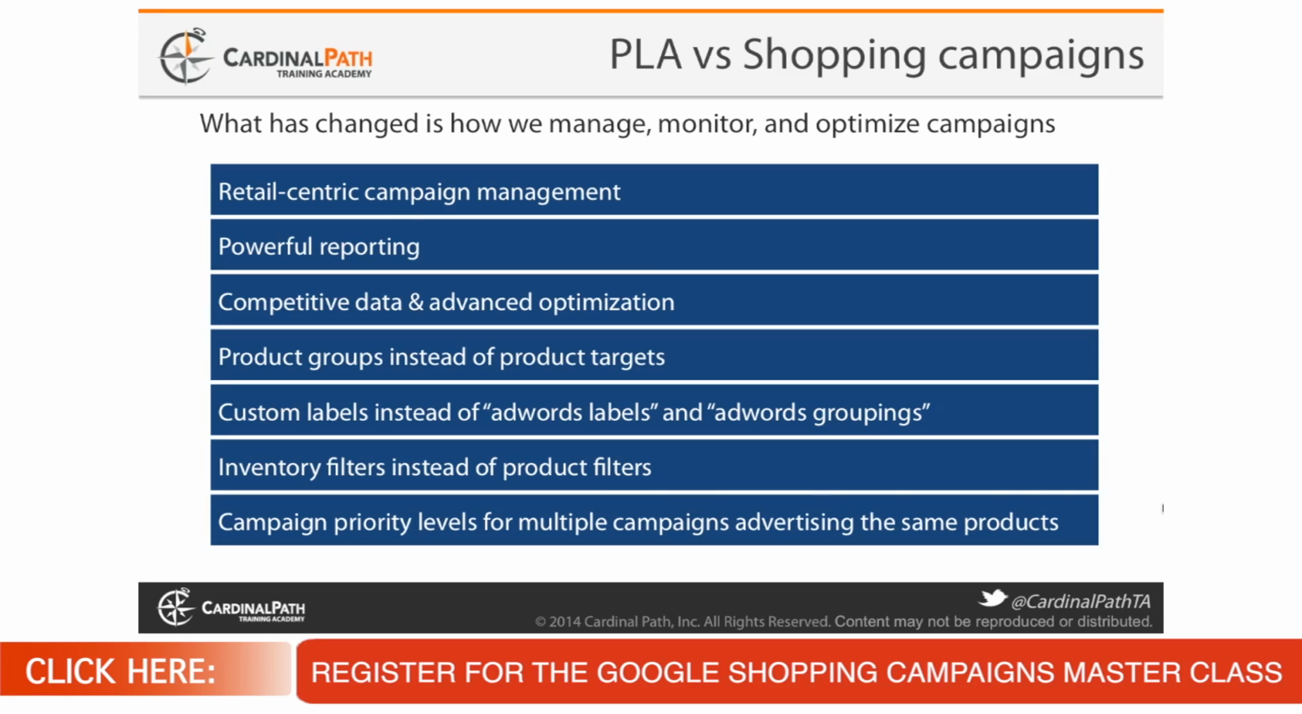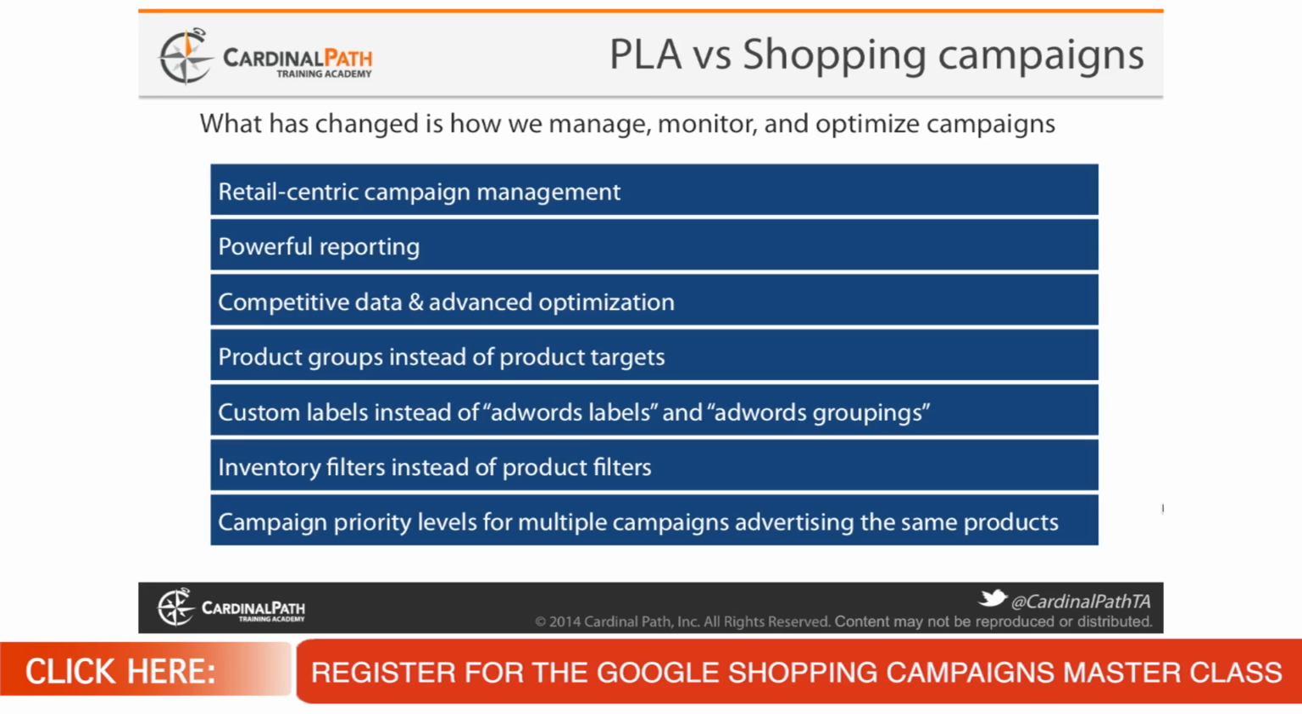Another change is that you will now be using product groups instead of product targets to help segment your inventory, and we'll go through specifics on product groups in a little bit. Custom labels are going to be replacing AdWords labels and AdWords groupings. So what you need to know as an advertiser is that if you are currently utilizing the AdWords labels or AdWords grouping columns in your data feed, these will no longer be recognized with the transition to shopping campaigns. So what you need to do is instead take advantage of the new custom labels that are going to be available and put those into your feed so that you can label and group your inventory however you need to.